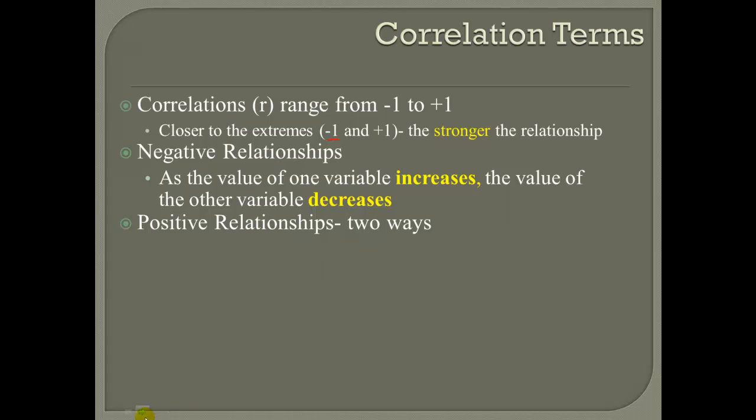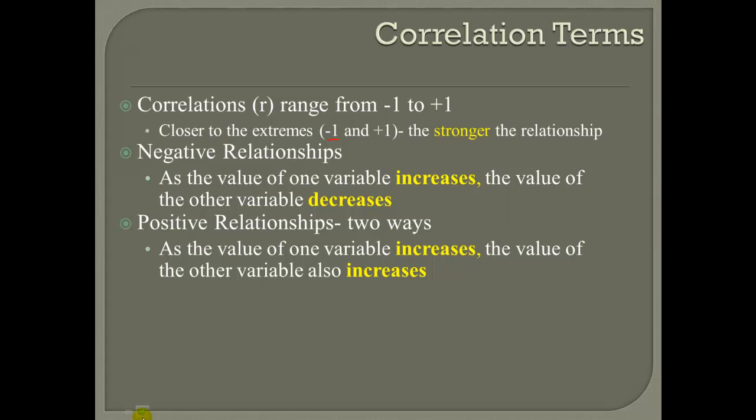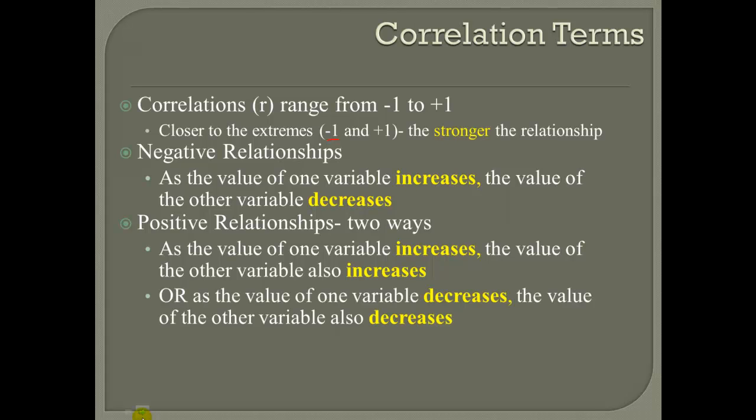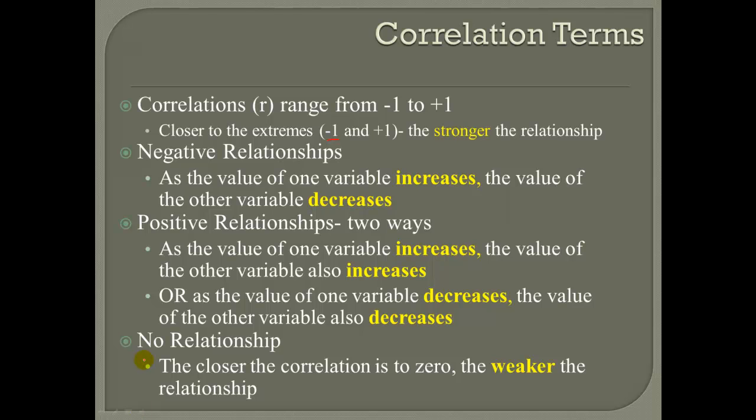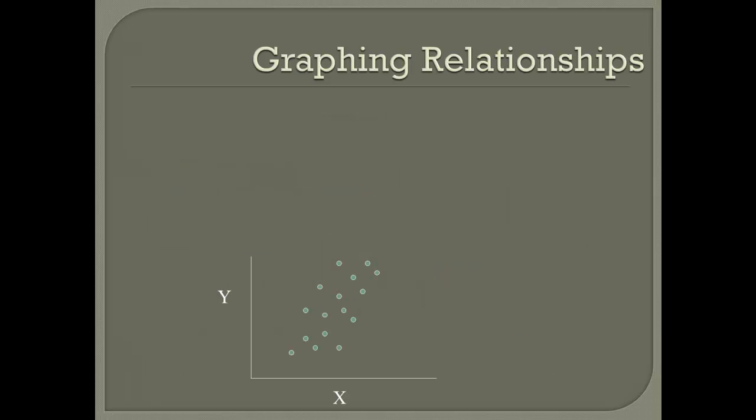A positive relationship basically says as one value increases, the other increases, or as one value decreases, the other decreases. So they're basically traveling in the same direction. And then obviously you could also have no relationship. A no relationship within a correlation would be represented by a 0. And then also the closer you are to 0, the weaker you would say that relationship is. Now here in a little bit I'll give you guys a rule of thumb for interpreting correlation results.